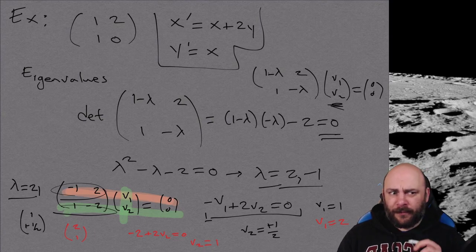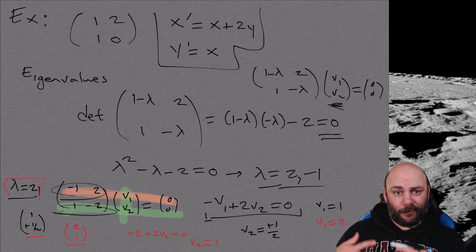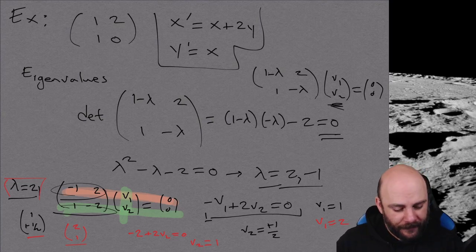And so you might be like, well, wait a minute. Now I can have two different eigenvectors for the same eigenvalue. What's happening here? Let's take a little aside.